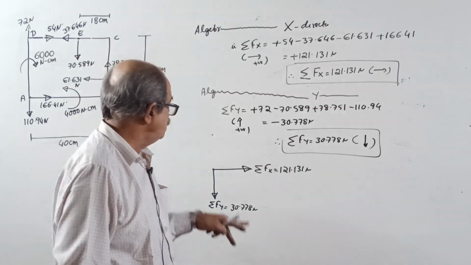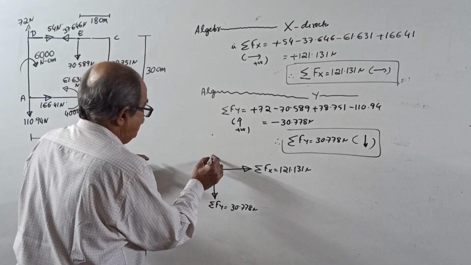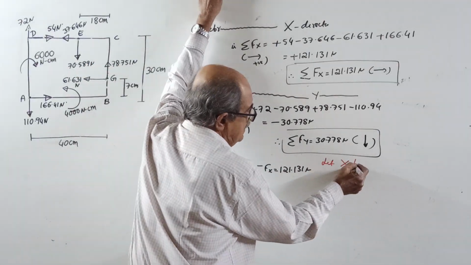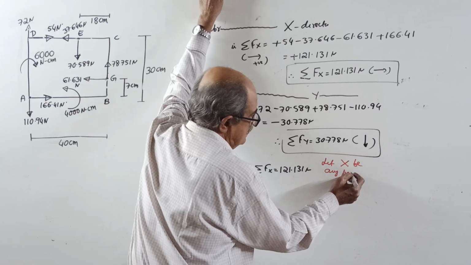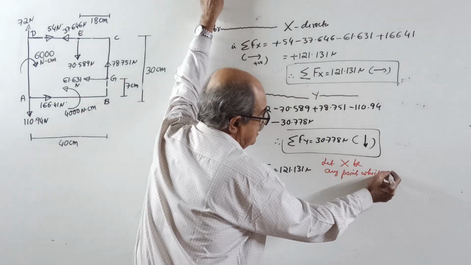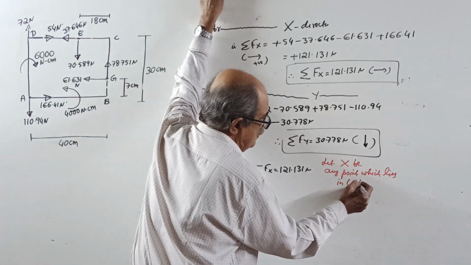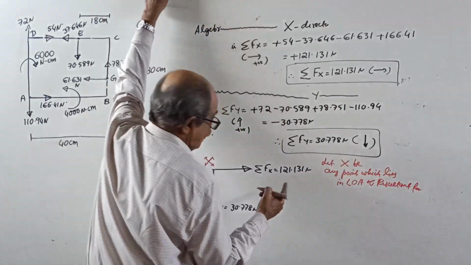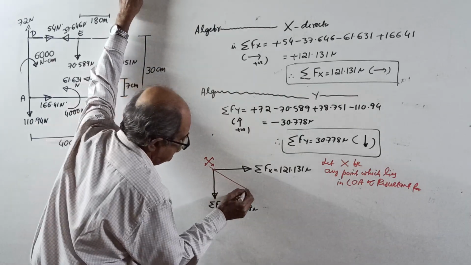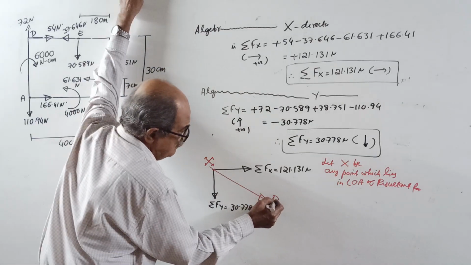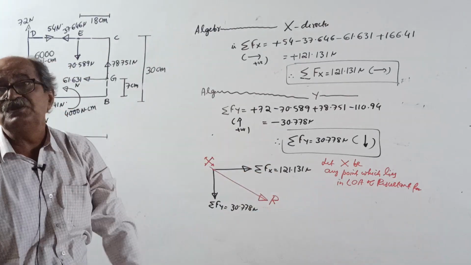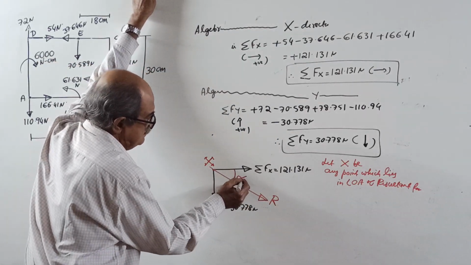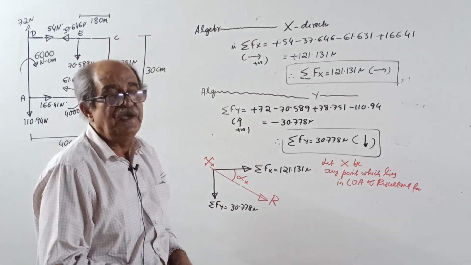If it is a concurrent force system, you know this point. Now we don't know, so call this point as x. Let x be any point which lies in the line of action of the resultant force. Okay, now next statement. You should write: let R be the magnitude of the resultant force. Let alpha x be the angle the resultant force makes with the nearest horizontal x.